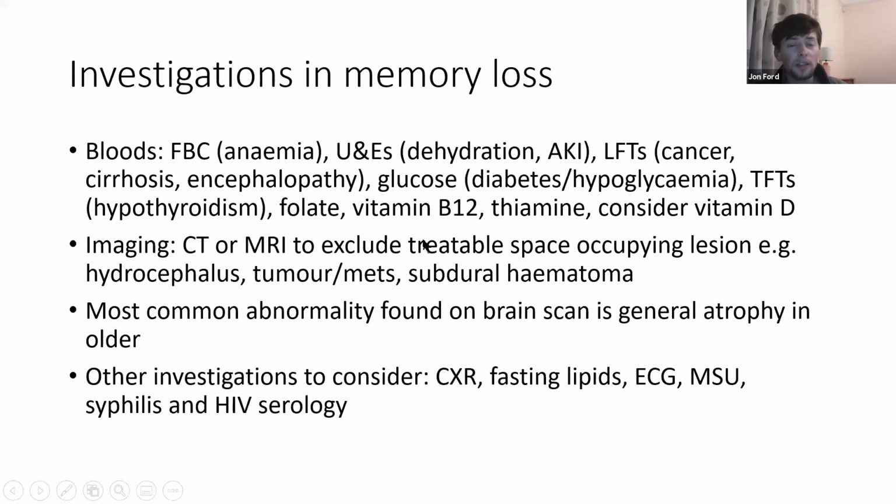And I think this might actually be the last slide, but it's quite an important one if you can have a look over this in your own time as well, because it's set out in almost OSCE style. When you're investigating memory loss, it's useful to rule out things like anemia with a full blood count, U&Es for dehydration and AKI, LFTs, glucose, TFTs. It's all these reversible causes that you want to be thinking of. Imaging, CT or MRI: the most common abnormality for patients with dementia, and indeed for patients in older age, will be atrophy in the brain. And there's just some other investigations to consider there.